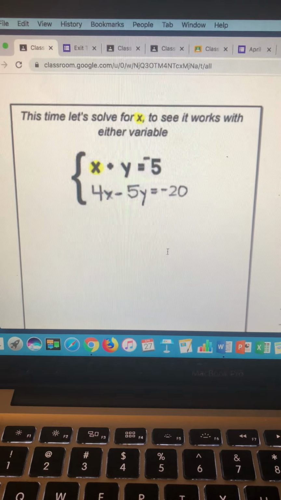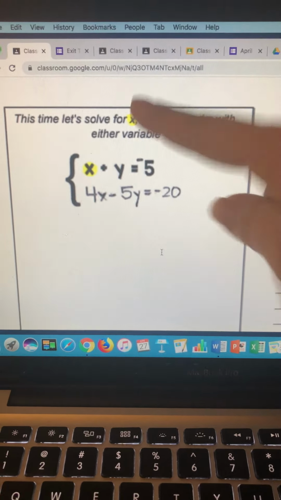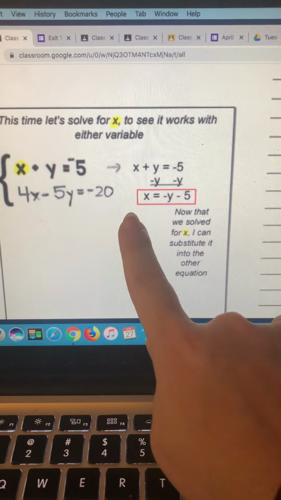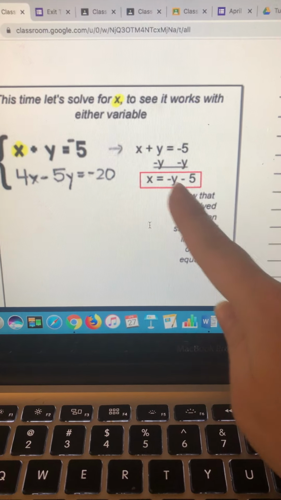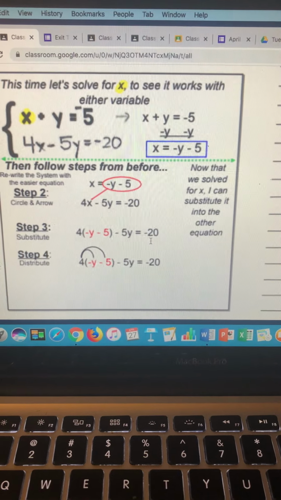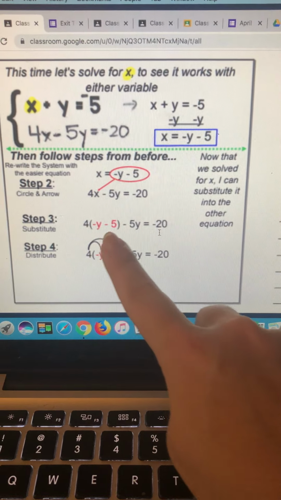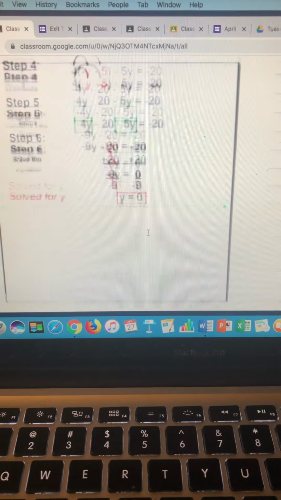Okay, here's one where both variables are by themselves. So this time I just figured, all right, let's solve for x. Since we've been solving for y, let's just change it up so that you guys see that you can do that as well. So to get x by itself, we would have to subtract y, and then x would be isolated, and we would have negative y minus 5. We then take that value of x and plug it into the other equation, and that would look something like this. Okay, where you'll see that value now is in place of x, and then you distribute, combine, inverse, you solve for the value of y, you'll then solve for the value of x, and write your solution.